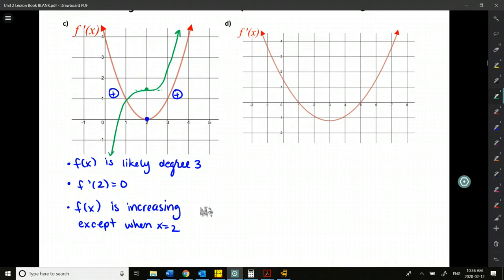Would the horizontal bit still be on the x-axis? Yeah, that graph could be shifted up and down anywhere along there. This is just a potential graph of f at x.